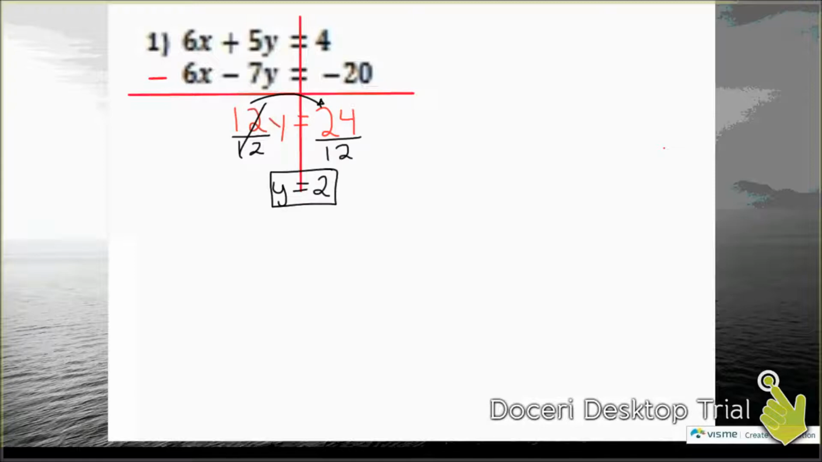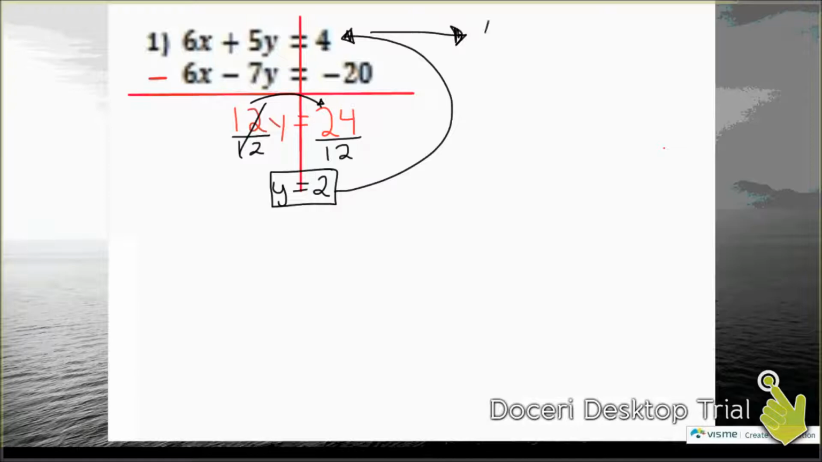Remember, from here, we want to put this back into one of our other equations. Remember, we have some options here. We've got the top option, which is 6x plus 5y equals 4. The second option is 6x minus 7y equals 4. Well, if this was me, I'd want to use positive numbers instead of negative. So I'm going to take this 2, and I'm going to put it back in for y in our first equation. So I'm going to draw my arrow up here, and it's going back into our top equation. So I'm going to have my other arrow going out where I'm going to show you my work.